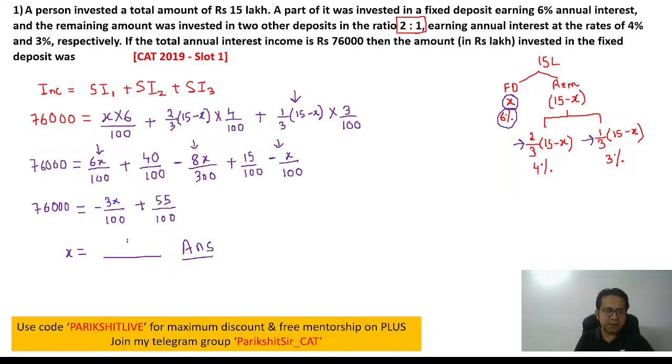How much is x? X will come out to be 9. So the answer is 9 lakhs. X is equal to 9 and that's going to be 9 lakhs.